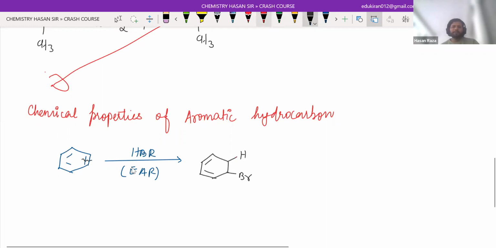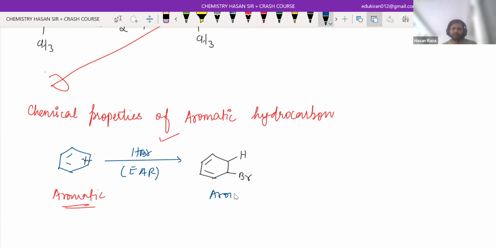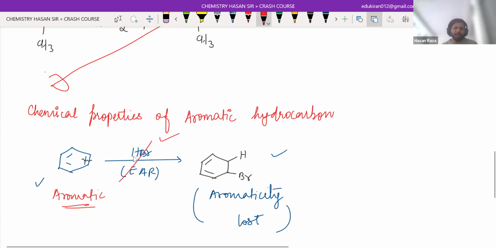But you can see that here it is an aromatic compound. But after having this reaction with HBr, this is a small r, not capital R. Bromine it is. Aromaticity loss, aromaticity loss. So due to this, you can see this is more stable, this is less stable. That's why this reaction will not take place.